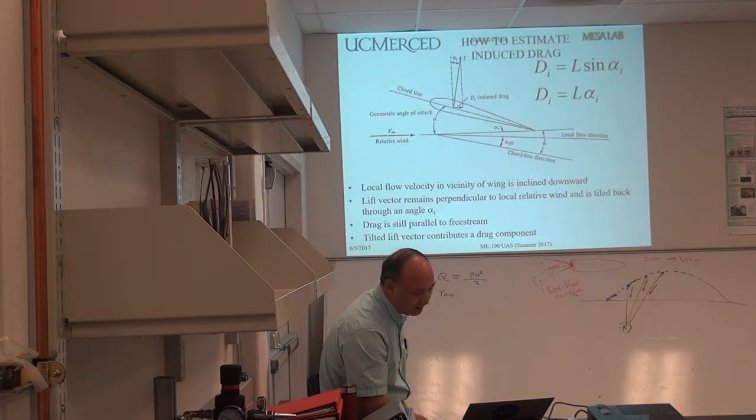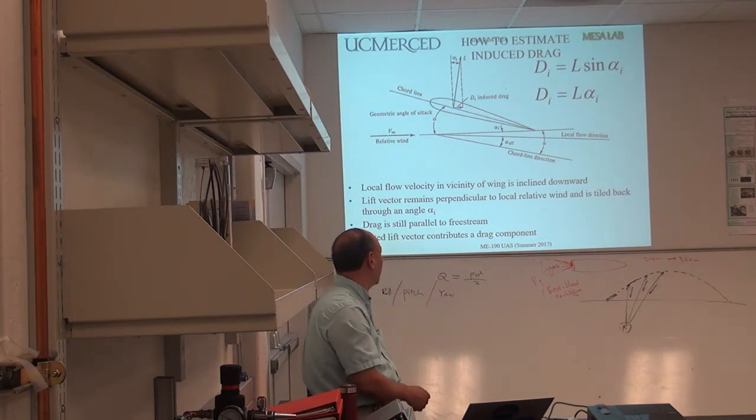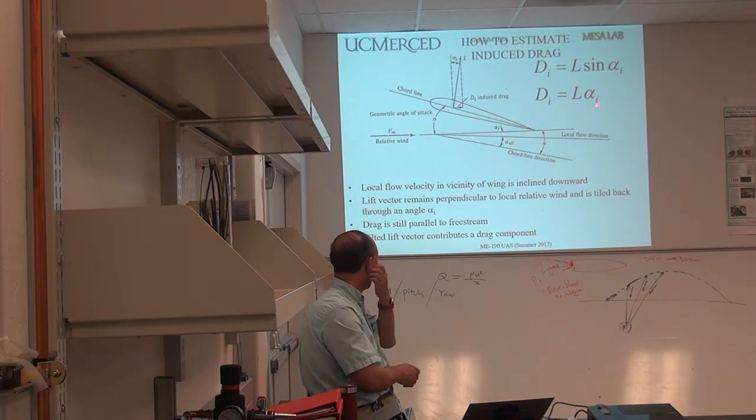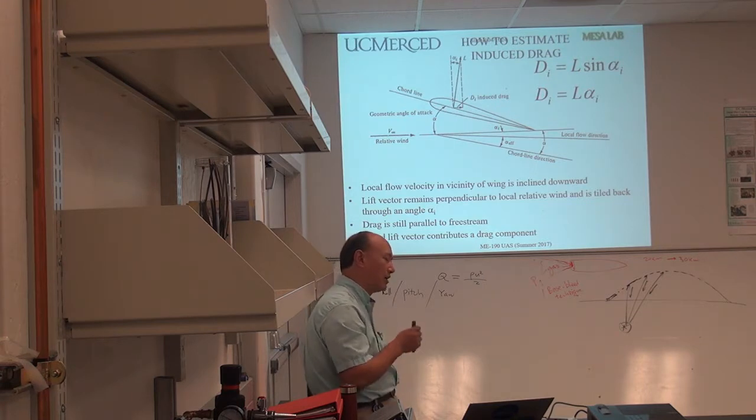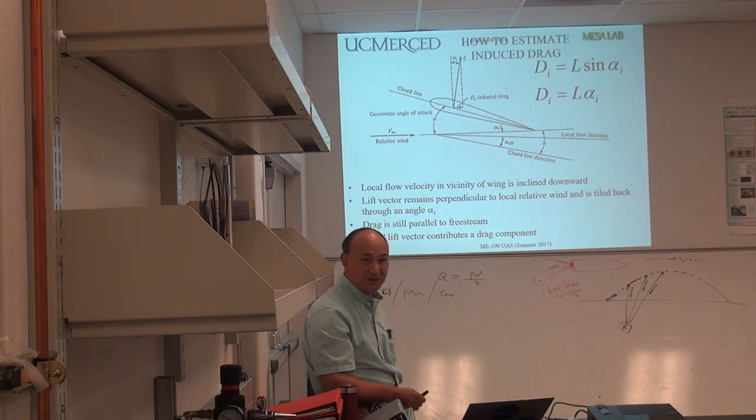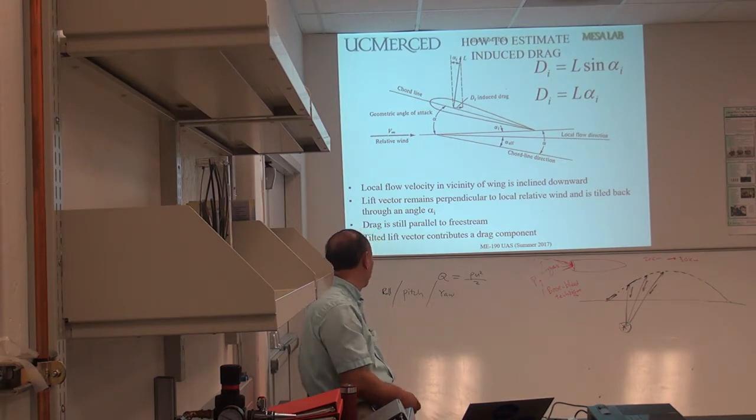On the other hand, the induced drag sometimes can be approximated as proportional to the lift times alpha, because when alpha is usually very small, sine alpha is approximately alpha. So this is sometimes called lift-induced drag.